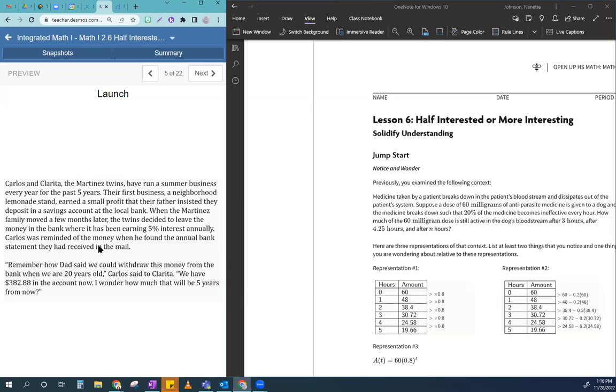Carlos was reminded of the money when he found the annual bank statement they had received in the mail. "Remember how Dad said we could withdraw this money from the bank when we're 20 years old?" Carlos said to Clarita. "We have $382.88 in that account now. I wonder how much money that will be in 5 years."